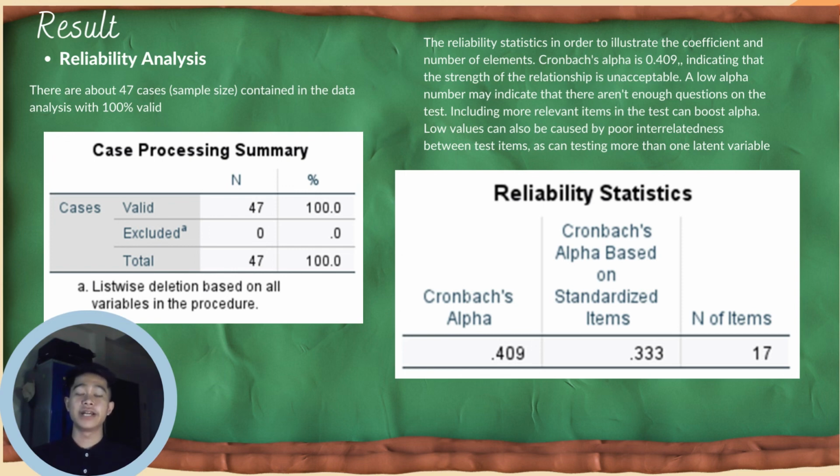Reliability analysis. There are about 47 samples contained in the data analysis with 100% valid. The reliability statistics illustrate the coefficient and number of elements. Cronbach's alpha is 0.409, indicating that the strength of the relationship is unacceptable. A low alpha number may indicate that there are not enough questions on the test; including more relevant items in the test can boost alpha. A low value can also be caused by poor interrelatedness between test items, as they may be measuring more than one latent variable.